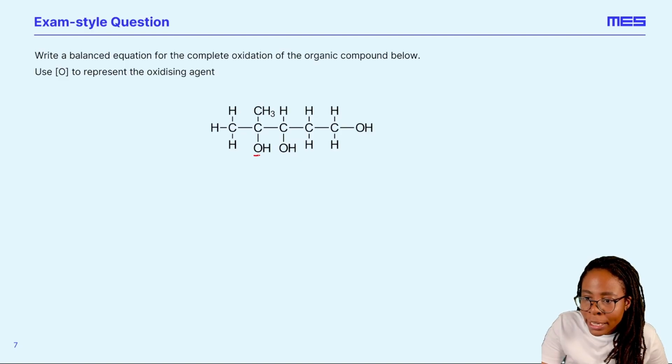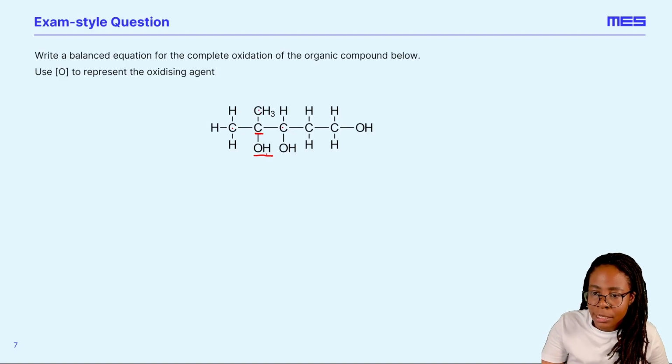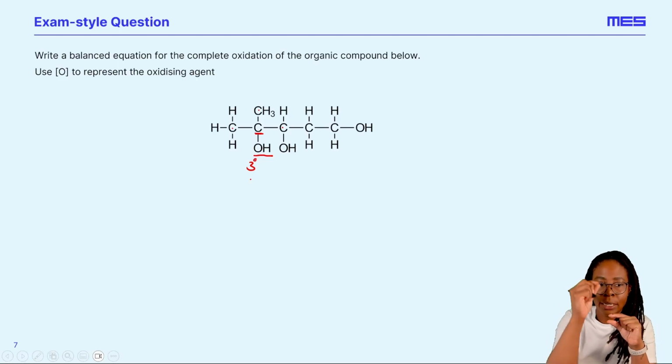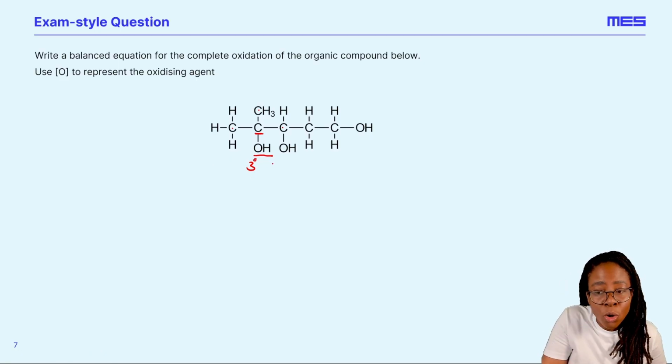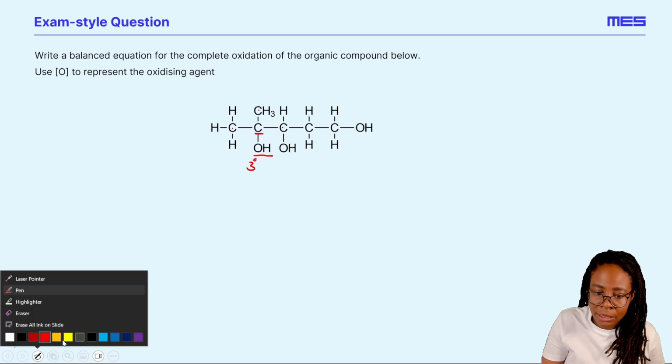If we start over here, this OH is a tertiary alcohol because this carbon that it's attached to has got one, two, three carbons attached to it. So because this is a tertiary alcohol, which I'll represent with a three and a little circle, this is not going to undergo oxidation at all. It's going to stay exactly as it is.